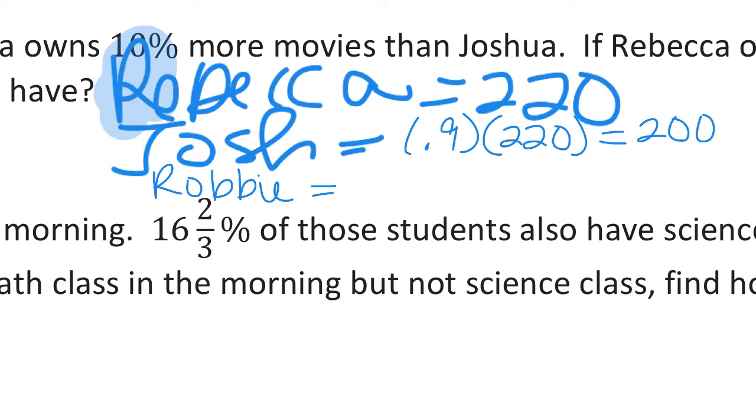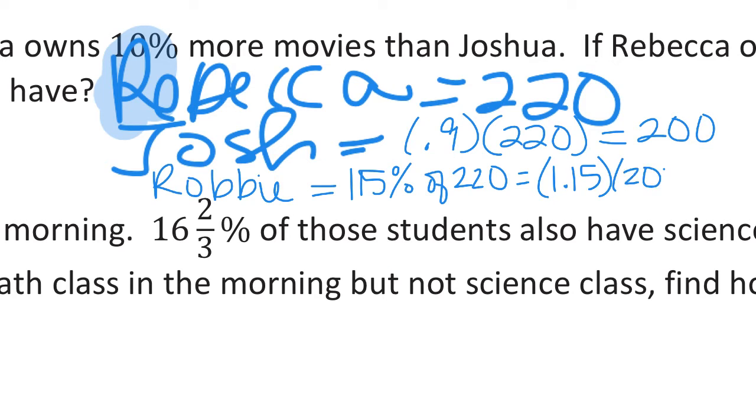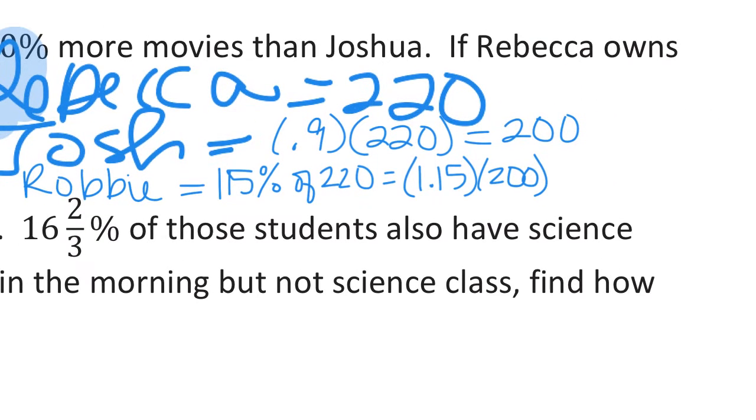Then our third person here is Robbie. And Robbie owns 15% more than Rebecca. So he has 100 and 15% of her 220. So that is 1 and 15/100 times 220. And when I multiply those together, 253 is how many he has.